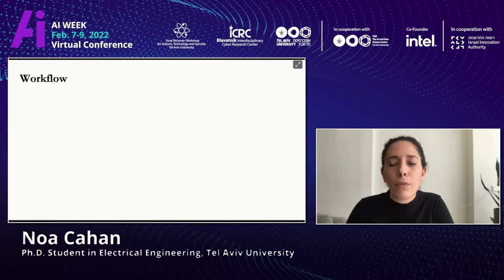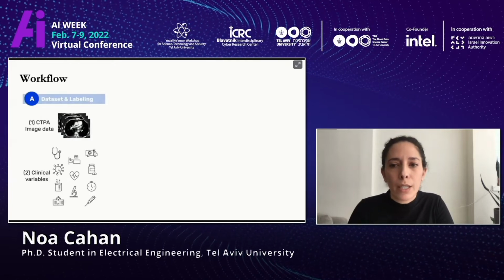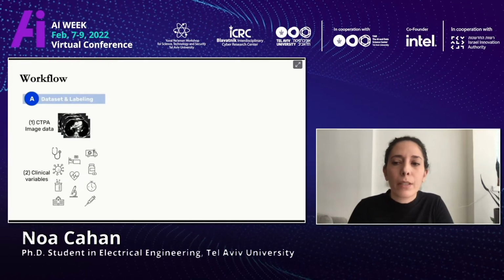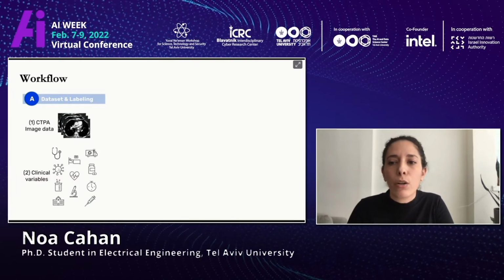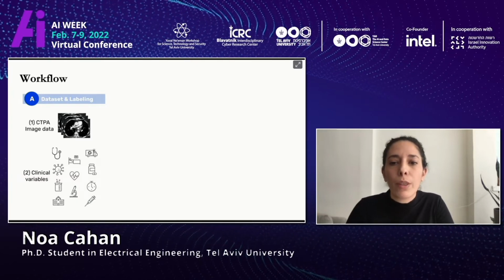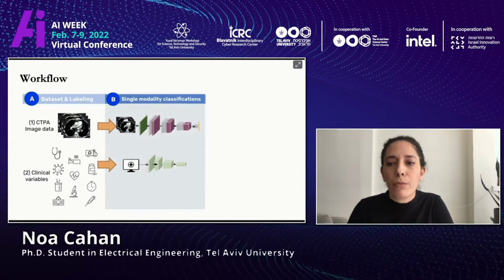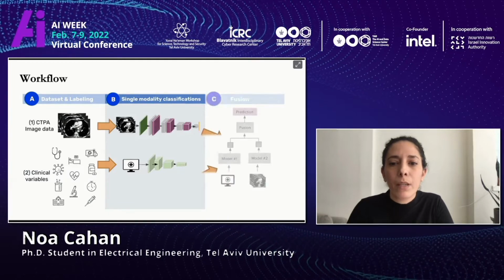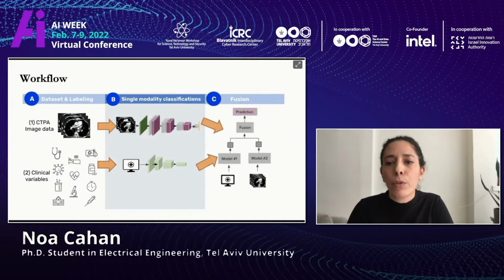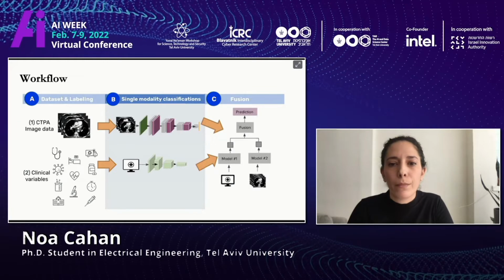For the workflow of this study, we first collected clinical and imaging data. The data set was labeled from a single binary label of the 30-day all-cause mortality variable. We then risk stratified the diagnosed PE from the imaging data and the clinical variable data independently. And lastly, we fused both modalities for a multimodal solution.